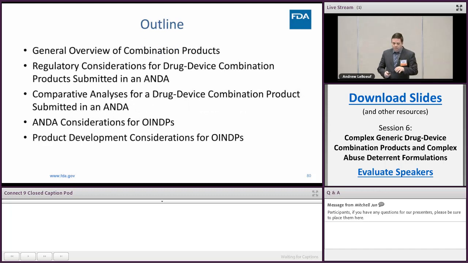There are going to be several different focuses during the discussion today. The first one is what I like to call Combination Products 101. So what are they? What are the different types of combination products? How do we assign center review for each combination product? Next, we're going to do a brief overview of the general regulatory and policy considerations for those drug-device combination products that are submitted in an NDA.